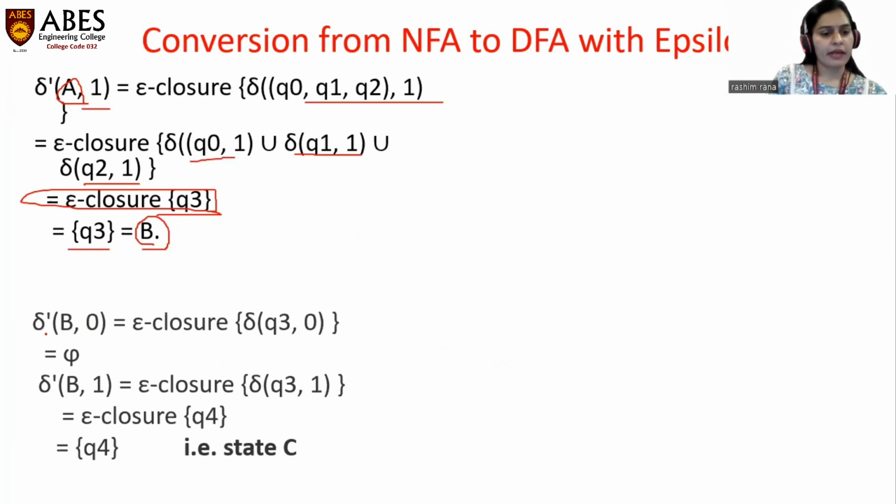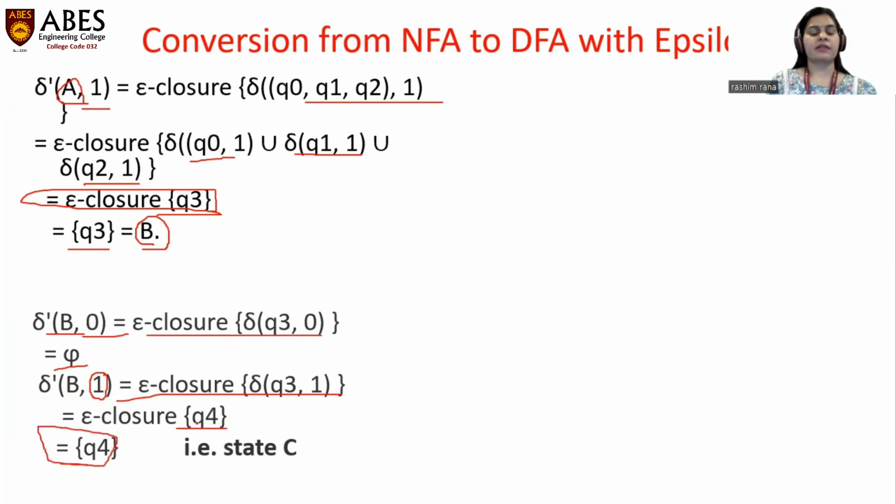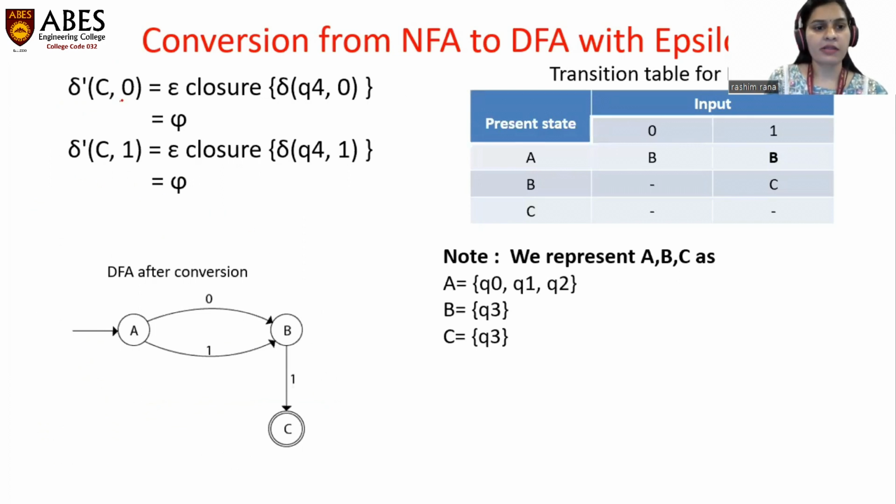Now take the next set B. Apply input 0 on that. Epsilon closure of this gives phi. Now take input 1 and apply on B. Epsilon closure of Q3 on input 1 gets Q4. So Q4 is our next state, and it is represented with C. Now apply the same rule, input 0 and 1 on C, but we are getting phi. No new state is there. So we have to stop there.